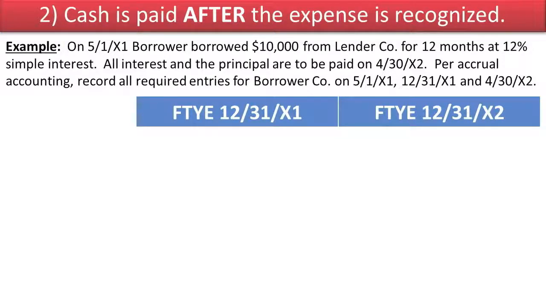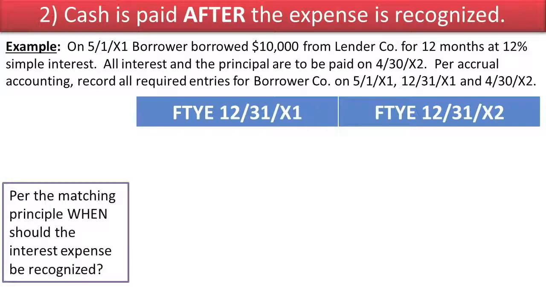Example: on May 1st, X1, Borrower borrowed $10,000 from LenderCo for 12 months at 12% simple interest. All interest and the principal are to be paid on April 30th, X2. Per accrual accounting, record all required entries for Borrower Co. on May 1st, X1, December 31st, X1, and April 30th, X2.